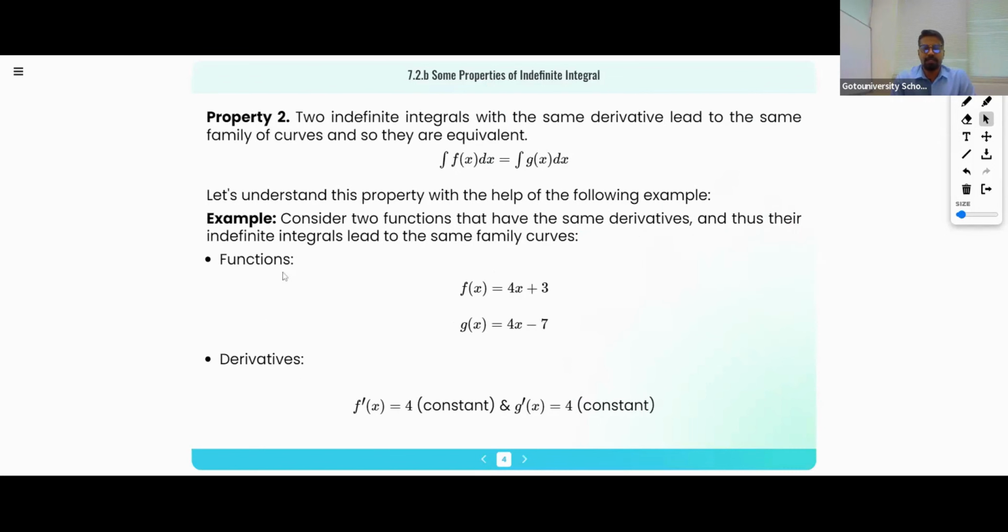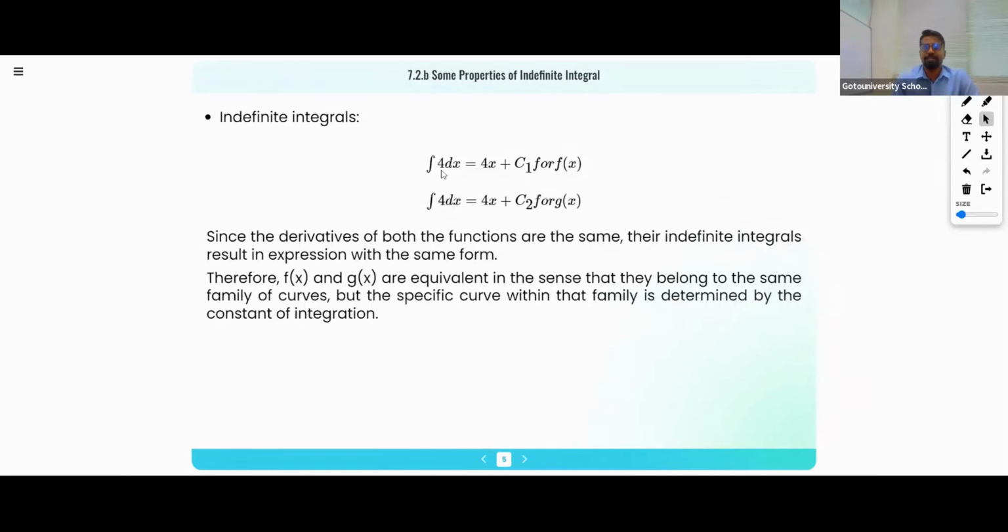Okay, for example, the statement I'm repeating: two indefinite integrals with the same derivatives lead to the same family of curves, and so they are equivalent. See, this is a function f of x, 4x plus 3, and g of x, 4x minus 7. But when I differentiate, I simply get 4. When we integrate it, we get 4x plus c1 and c2. Okay, it's a straight line. So it's a family of straight lines, right? With a slope of 4.